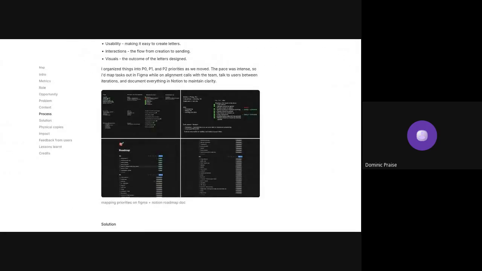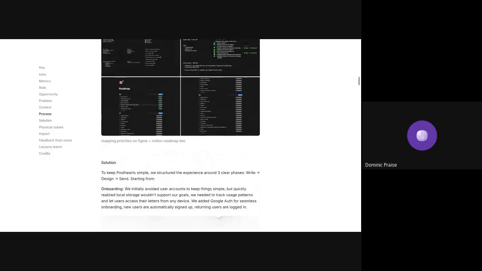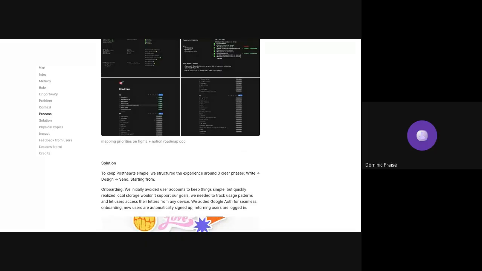So you also need to show your process. You don't just show us, oh, I designed this out of the blue. You need to show us what your process was like. What were you thinking? What were you looking into? And all of that. So that's the second thing you need to look into.